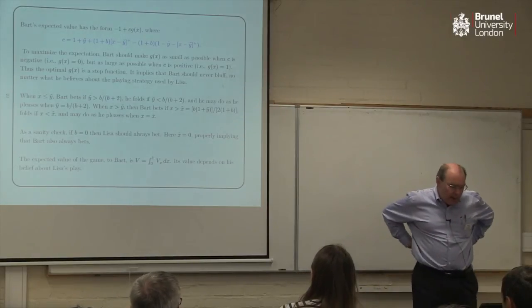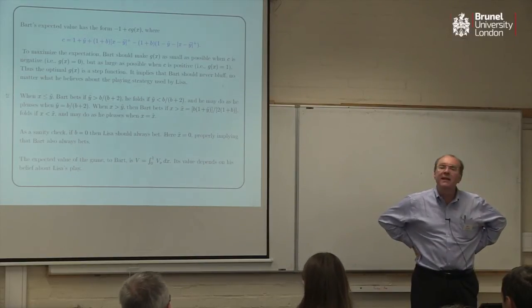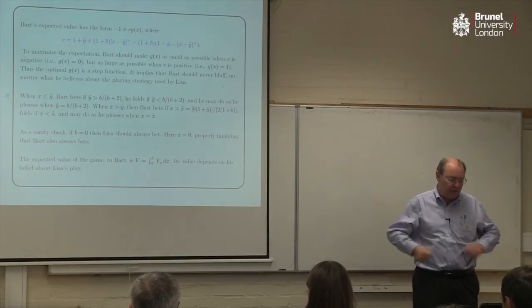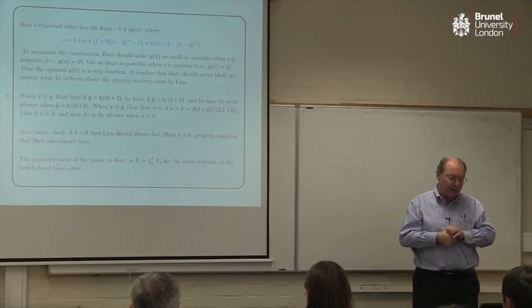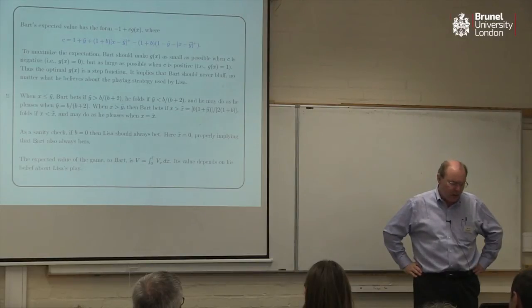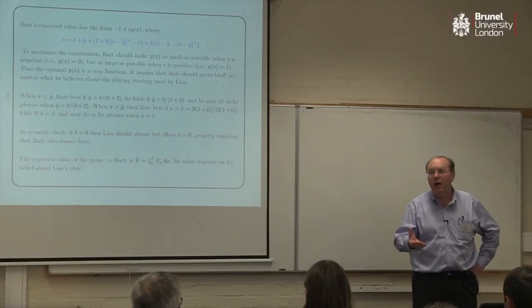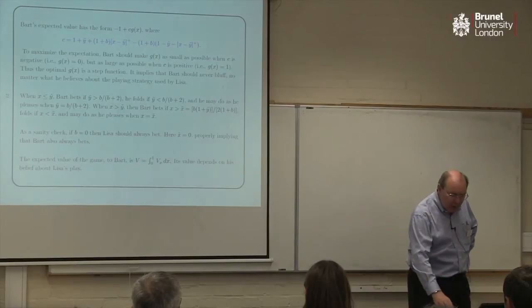Well, in this case, one can solve it, and if x is less than Lisa's y tilde, then Bart bets if y tilde is greater than b over b plus 2. He folds if y tilde is less than b over b plus 2, and otherwise he can do whatever he likes. You can do a sanity check on all of this to see that you get the right answers when you plug in a bet of $0 and things like that, where it would not be a problem.